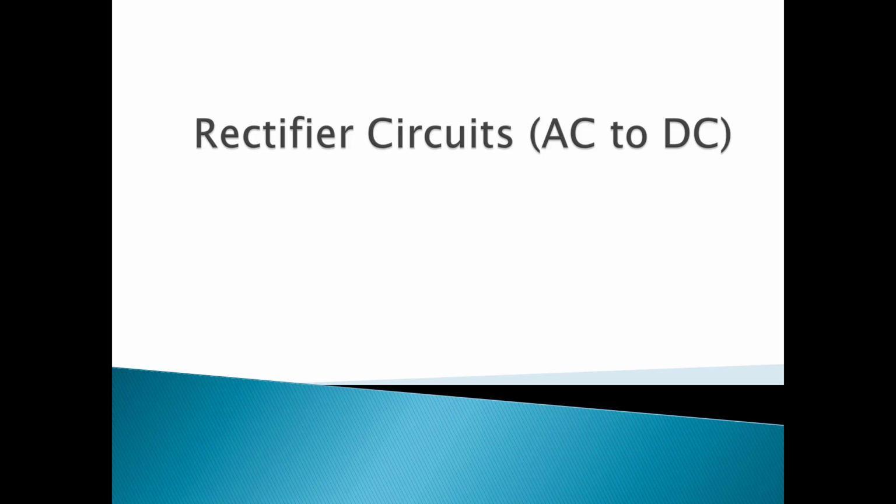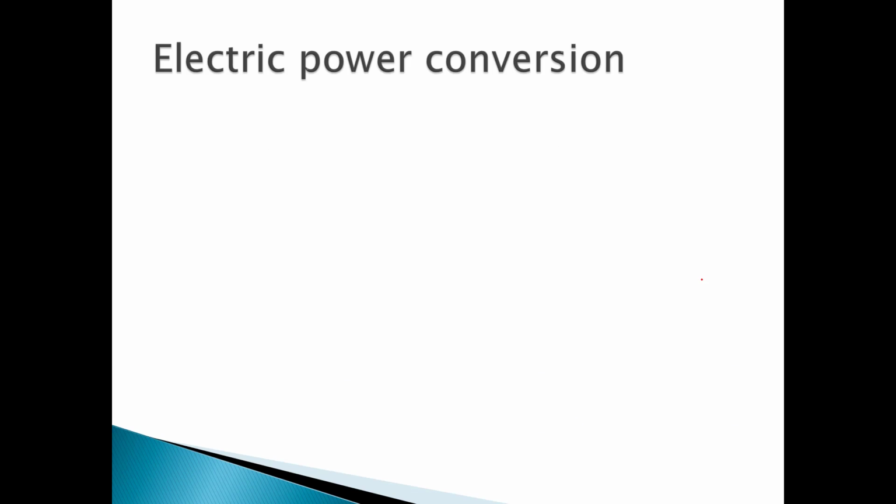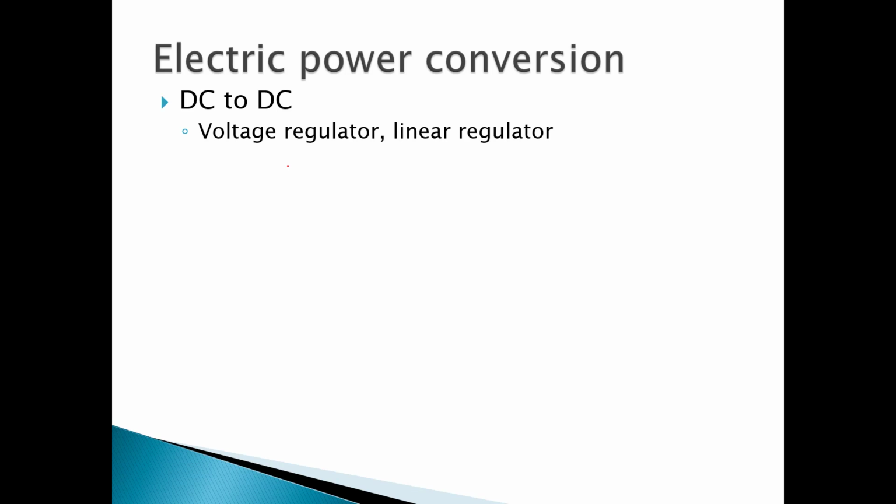All right, so in this lecture, as I said, we're talking about AC to DC, and that means rectifier circuits. So what we're talking about is electric power conversion. Okay? So what have we got? We have four different ways this can happen. We got DC to DC.